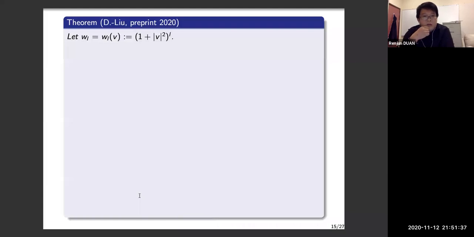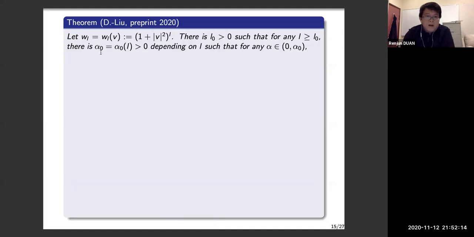Now, let me describe the result in this kind of setting. Let us introduce a polynomial weight function in velocity, one plus V squared to the power L. Then we can find a positive constant L zero, related to the power of this polynomial velocity weight, such that for any polynomial order L at or above L zero, we can find an alpha zero depending only on L that is strictly positive.